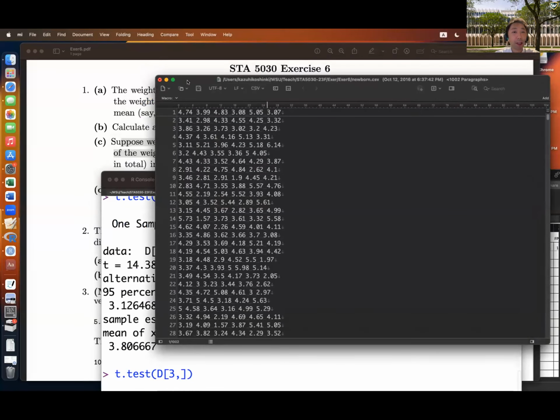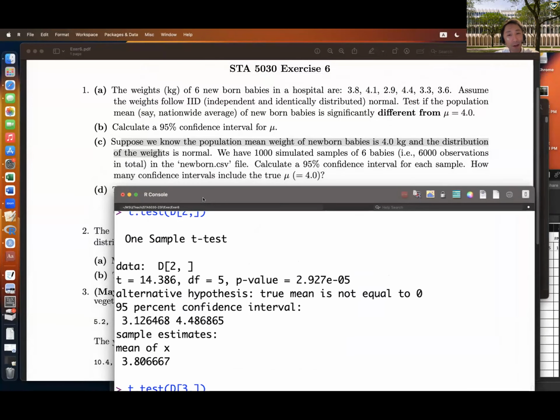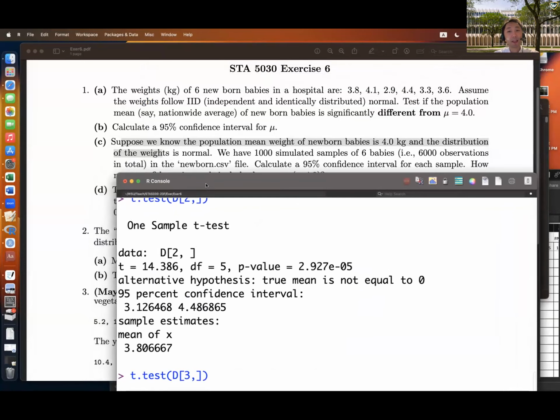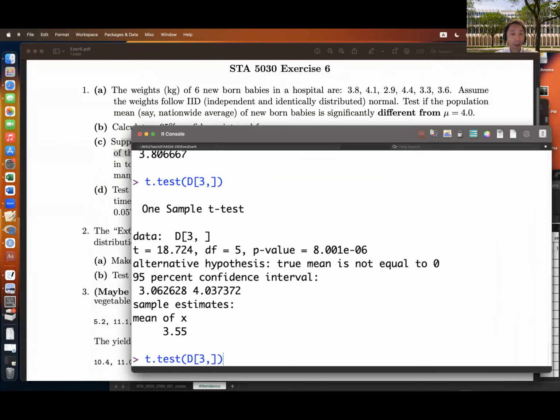So we want to see how many of these include 4. At first, before calculating it, we can guess that about 950 confidence intervals include 4, and the other 50 do not. Maybe 955 confidence intervals include 4, or maybe only 940 intervals. But about 95% of 1,000 confidence intervals include 4. So we can count this. Maybe we have to use a for loop for this.